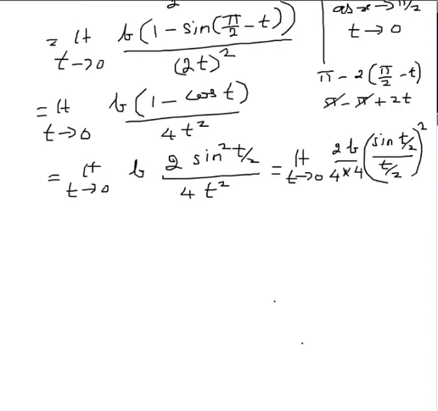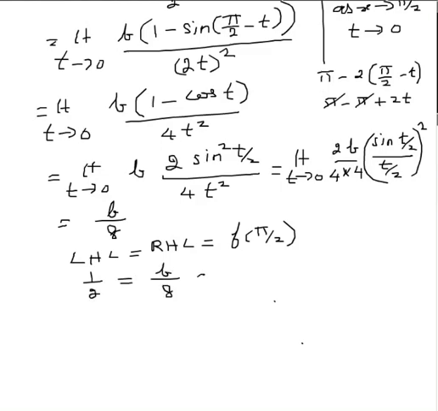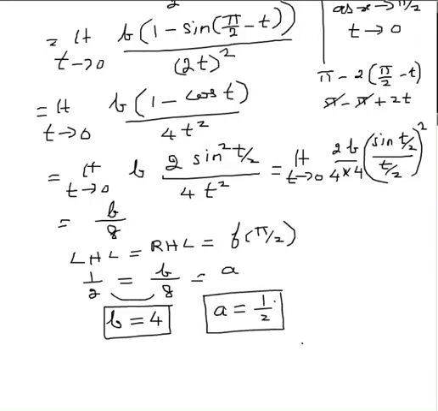So I need to multiply by 4, which becomes b by 8. Now since the function is continuous, RHL, LHL and f of pi by 2, all three must be same. LHL is half, RHL is b by 8 and f of pi by 2 is a. So we get b is equal to 4 by using these two and a is half. These are the answers.